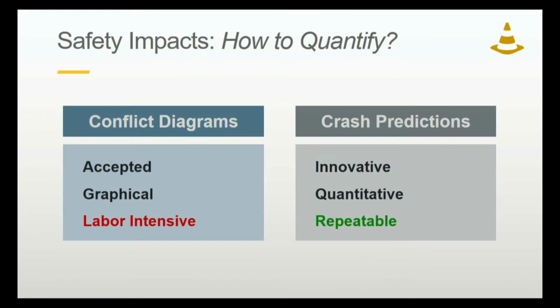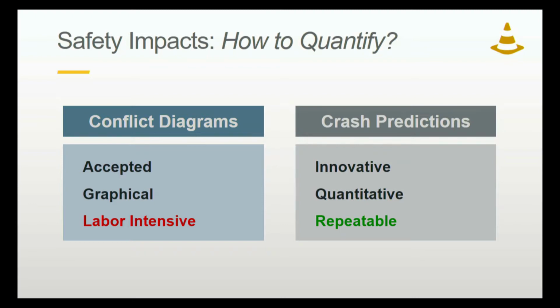And the big issue here is, how do we quantify safety impacts? There's 2 main ways that we know of to do this. Conflict diagrams. If you've ever opened a traffic engineering textbook, you've probably seen conflict diagram figures. They've been around for a while. It's a good graphical way of showing where crash risk is, but they take a while to make. You got to draw it out. You got to count up all of your data points, and that takes a while. And we did it, and we'll show you what it looked like.